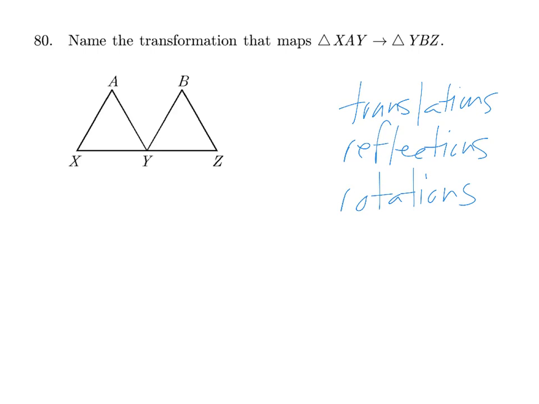All right. What type of transformation took place here? Well, X goes to Y. All right, X went to Y, and A went to B, and Y went to Z. All right, so all the points shifted the same direction and the same distance. That would be a translation. Done.